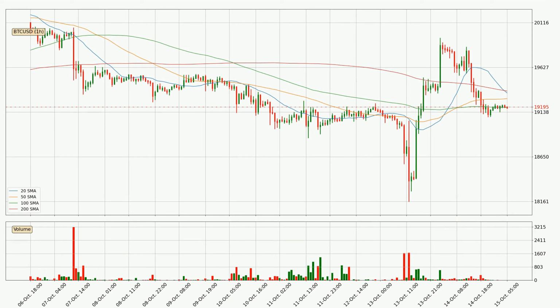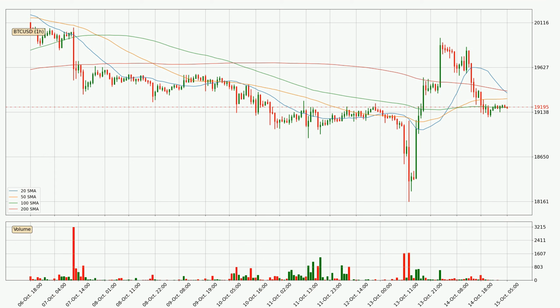Jumping to the hourly simple moving averages, at the moment, the price is between the 100 and the 50 SMA. If the price bounces off the 100 SMA, which is currently at 19,190, it could be seen as a support, and the 50 SMA that is at 19,285 could be perceived as a resistance to the upside.